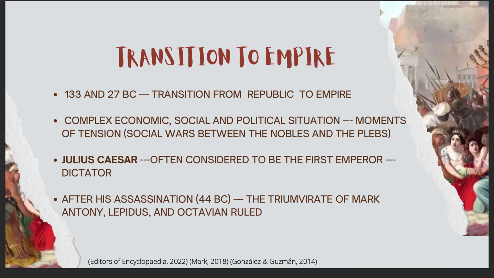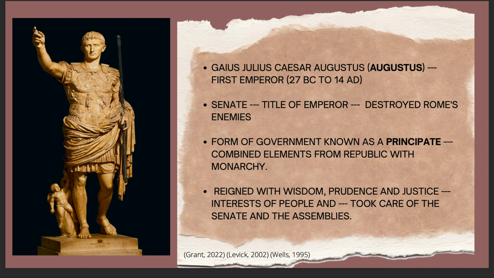Julius Caesar is often considered to be the first emperor, but he was not. He was a dictator. And after his assassination in 44 BC, the triumvirate of Mark Antony, Lepidus, and Octavian ruled. So, the first emperor was Gaius Julius Caesar Augustus, best known as Augustus.